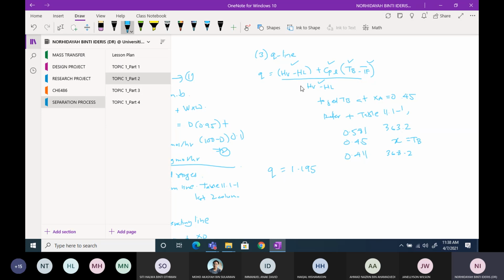So if you recall, this is the equation for you to get the value of q. And for the q line equation, the slope m is equal to q over q minus 1, right? It's the one that you developed, you just flip your notes.